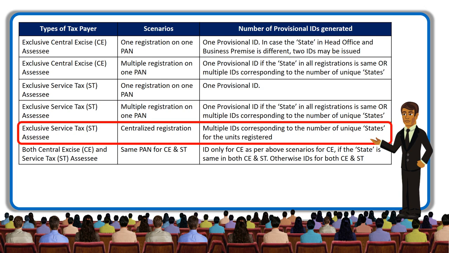In case of exclusive service tax assessee with centralized registration, multiple IDs corresponding to the number of unique states for the units registered are generated.